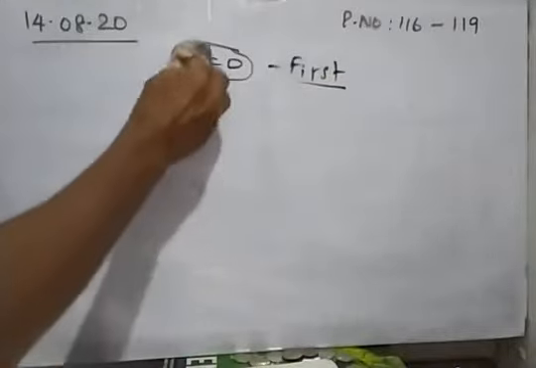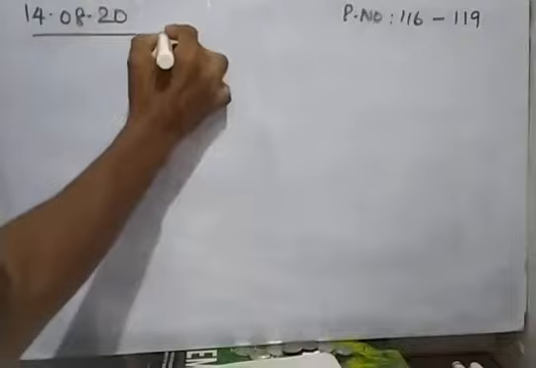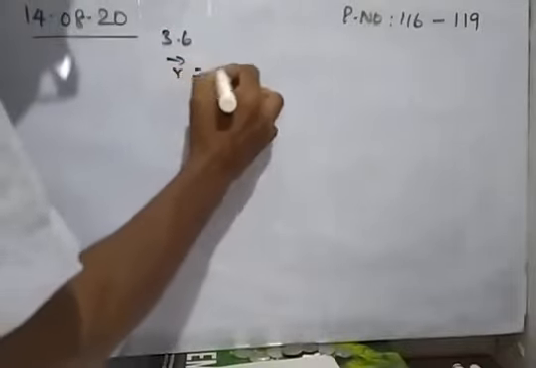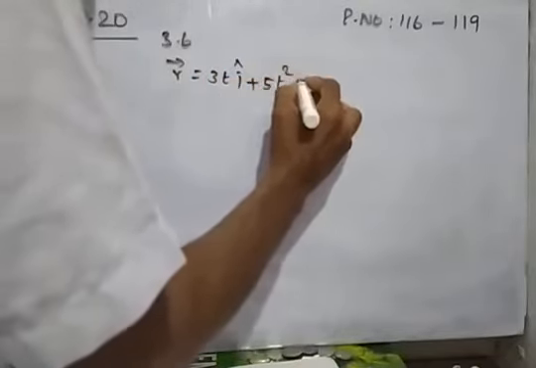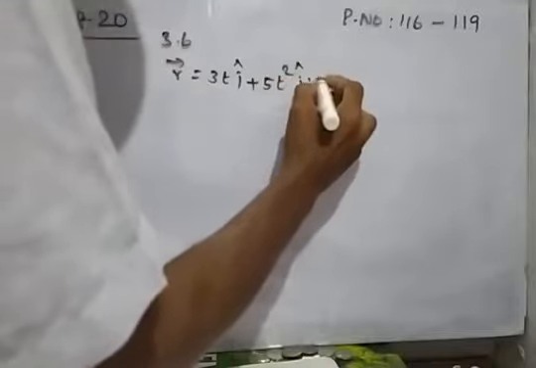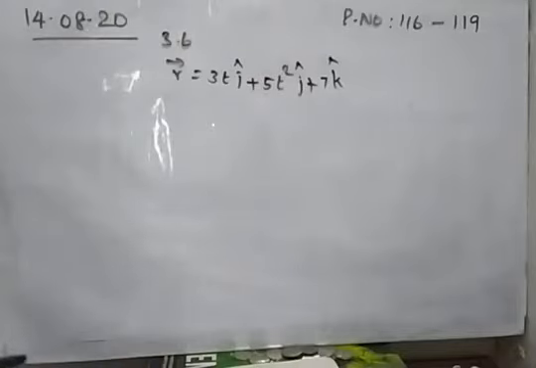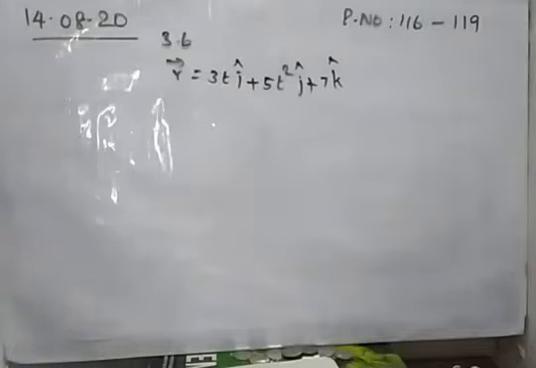Okay, then the next one, example 3.6. The position vector of a particle is given as r vector is equal to 3t i cap plus 5t square j cap plus 7k. This is the position vector of a particle. Now we want to find out the direction in which the particle experiences a net force.